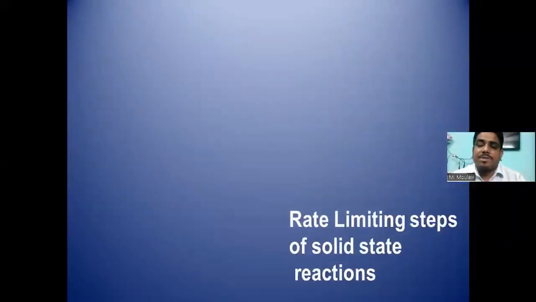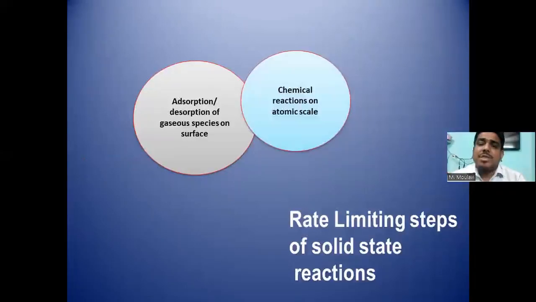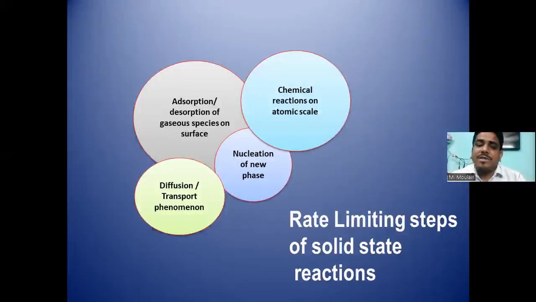Now we look at the rate determining steps of solid state reaction. In solid state reactions on the surface of solid, different phenomena take place like adsorption, desorption of gases, then the chemical reaction on the atomic scale on solid surface, nucleation of new phase on solid surface, and the diffusion or transport phenomena of gaseous reactant or product through the solid. So these steps are considered as the rate determining step in case of the solid state reaction. In case of homogeneous reactions, the rate determining steps can be formation of reaction intermediates or the formation of transition state, but it is not the case for solid state reaction. These are the rate determining steps in case of the solid state reactions.